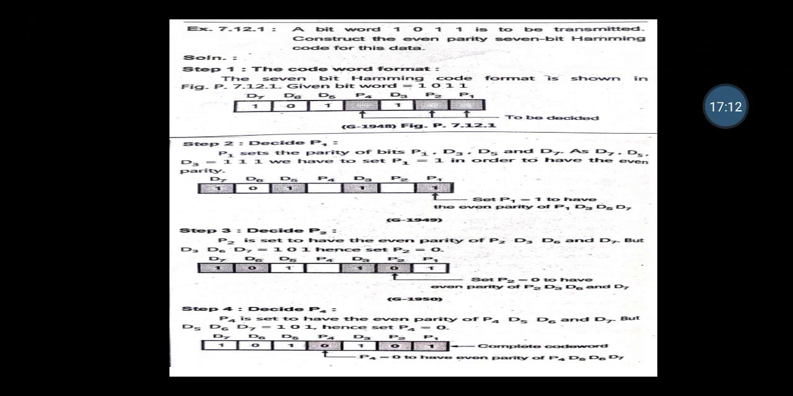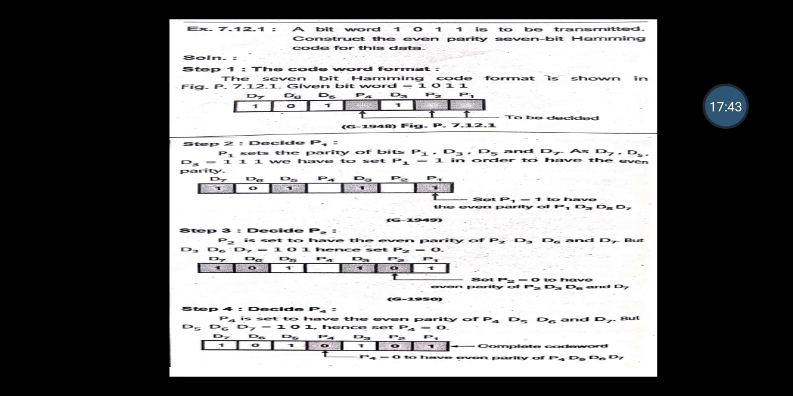Here is an example: the 4-bit word 1011 is to be transmitted. Construct the even parity 7-bit Hamming code for this data. Solution: the 7-bit Hamming code format is shown in the figure. The given word is 1011. So P1, P2, D3 is 1, P4, D5 is 0, D6 is 1 and D7 is 1.